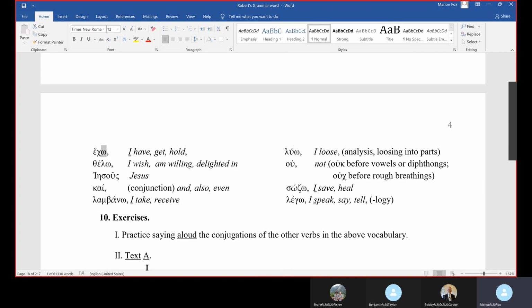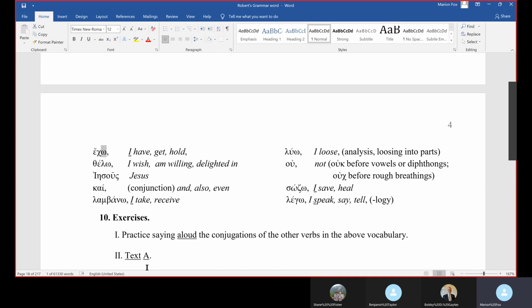And echete, you all plural have, or get, or hold. And echousi, that would be they have, or hold, or get.